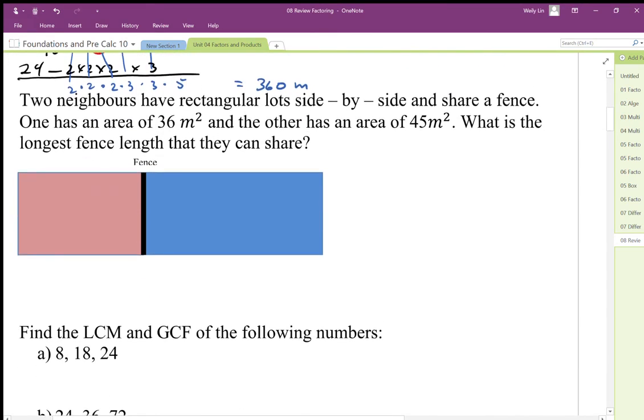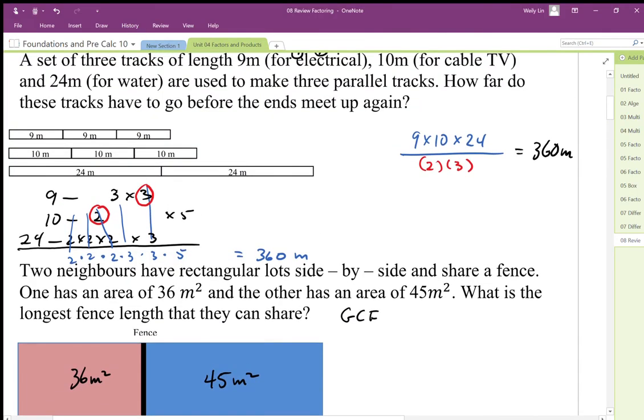Here we have two neighbors. They have rectangular lots. They're side by side and they share a fence. One guy's got an area of 36 meters squared. This guy's got an area of 45 meters squared. And they share a fence, or they share a side length. Well, that means that they must have a common factor. A common factor is a shared side length in our area model. So what is the longest fence that they can share? Or in other words, what is the greatest common factor? So this is a greatest common factor problem versus this one here, which is a lowest common multiple problem.